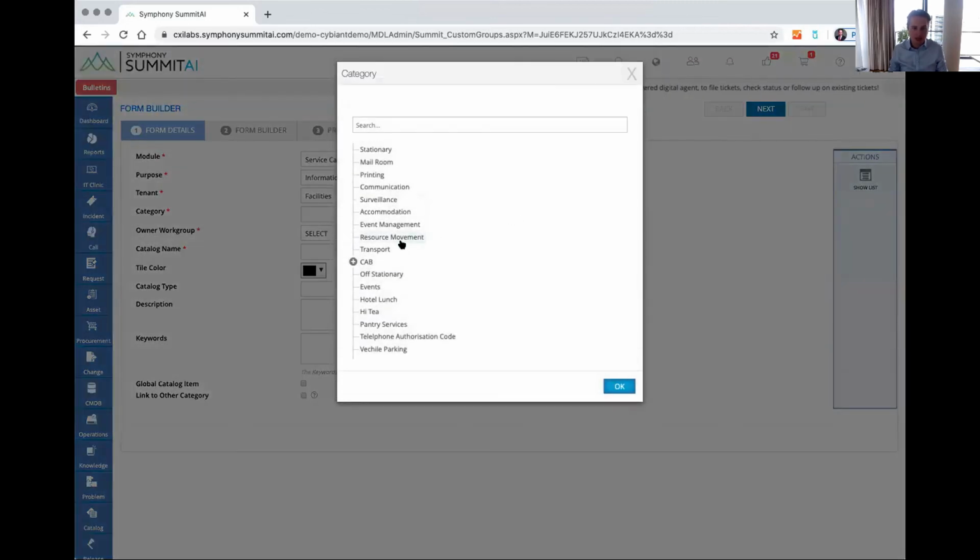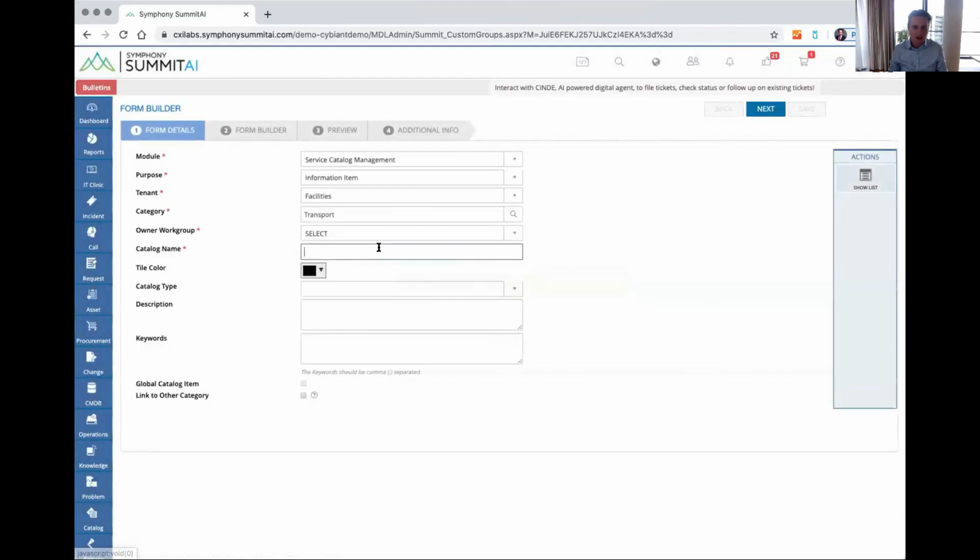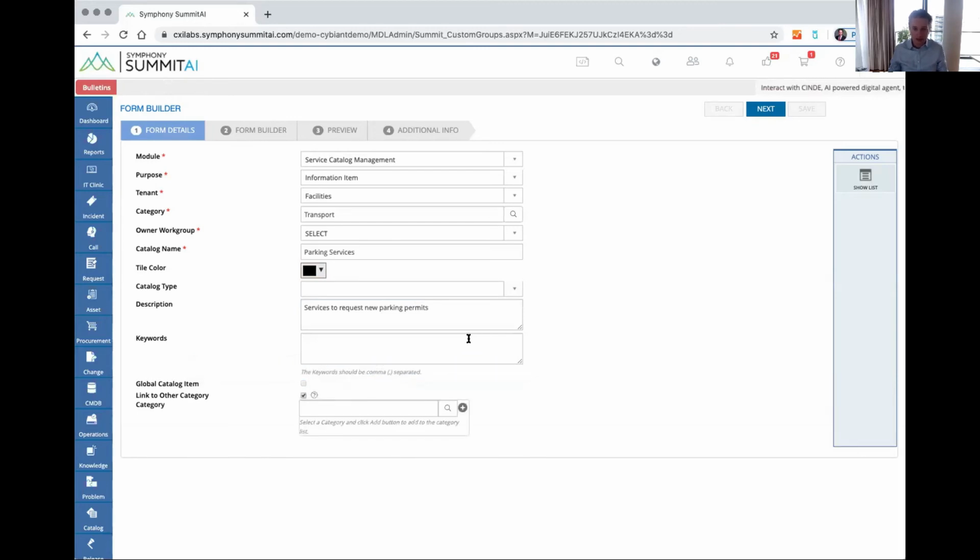And then we would say that it's for the Department of Civil Services. We choose a category. I'll put it into facilities for now. Let's say it's transport, and we make a service catalog name. For instance, we say that this is specifically for parking services. The catalog type would be this, and through parking services, we could say that we would like the services to request new parking permits. We add that to the service catalog and also link it to the category.